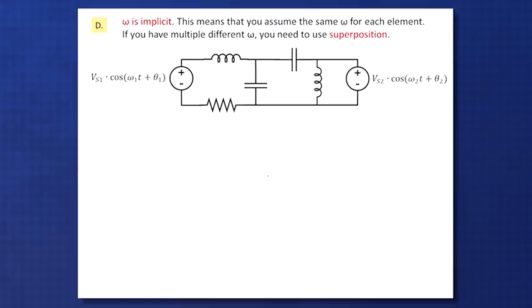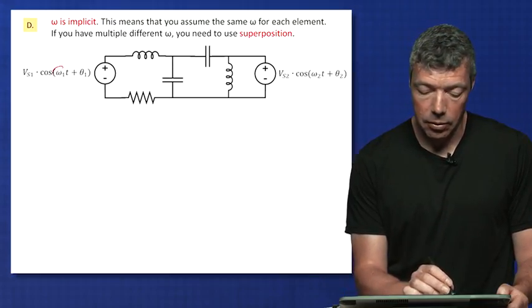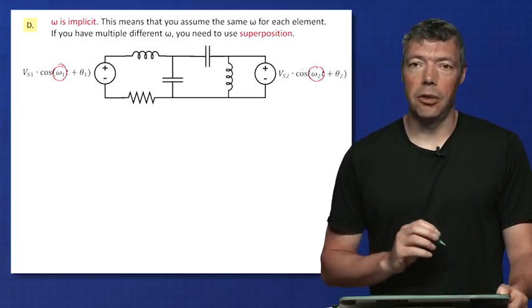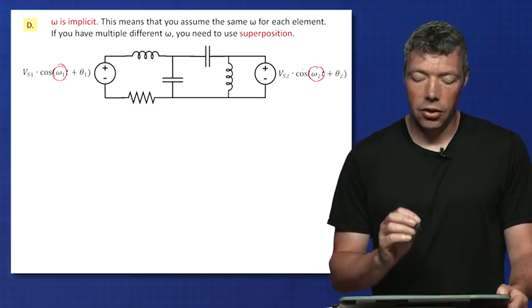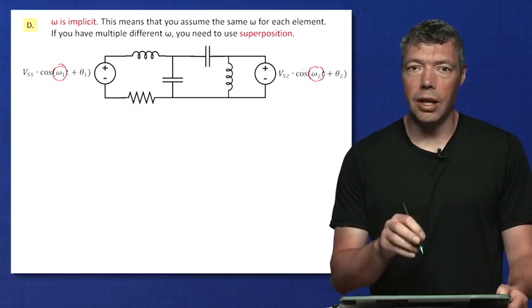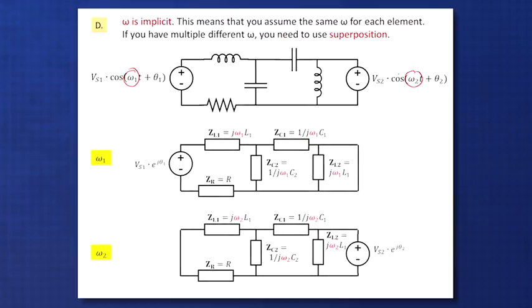And then finally, omega is implicit. So when I do my phasor analysis, I'm assuming a specific omega, the omega of the source. Now, what if I have two sources with two different omegas, right? So I have one with omega 1 and one with omega 2 here. Well, this is a linear system, so I can use superposition. I cannot just do phasor analysis directly on this circuit because phasor analysis is for a particular omega. I have two omegas in my system. So I can analyze my system first for omega 1 and then for omega 2.